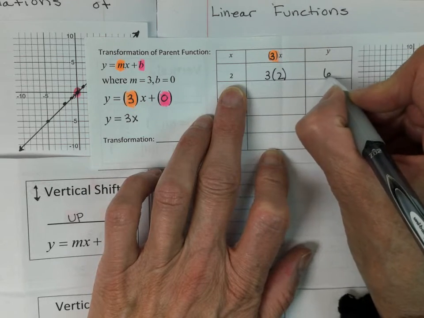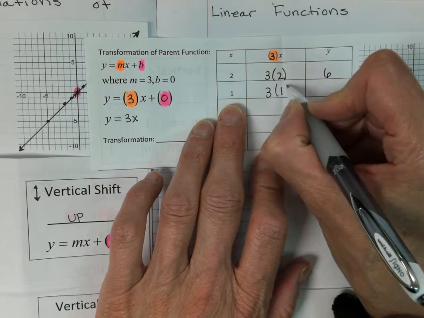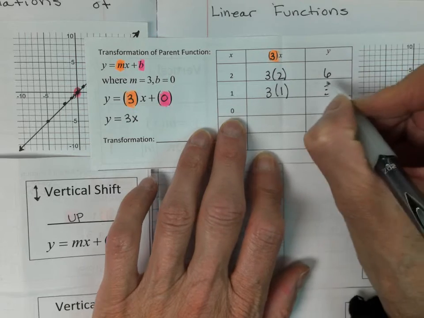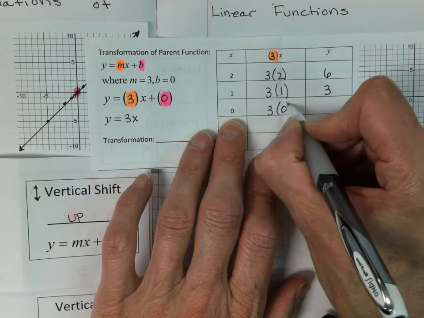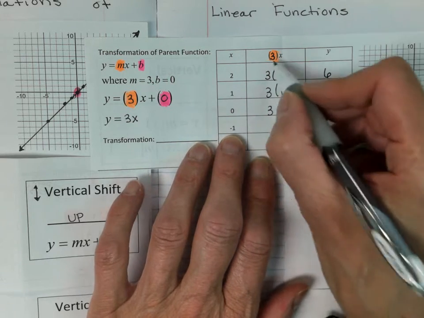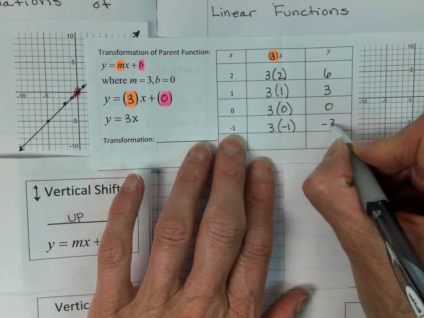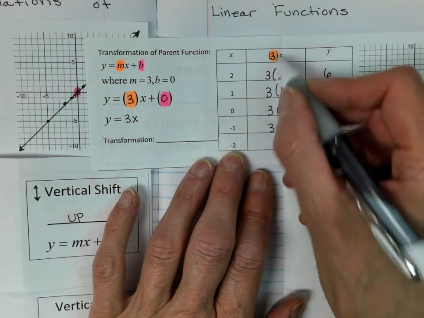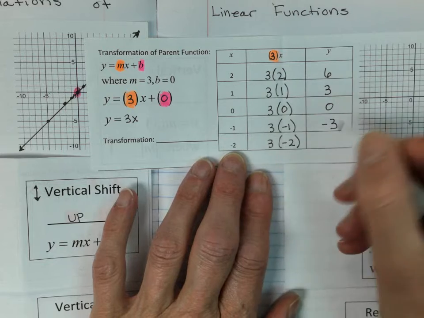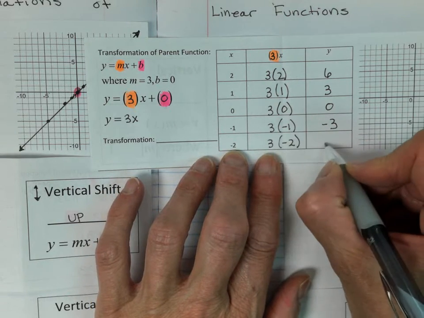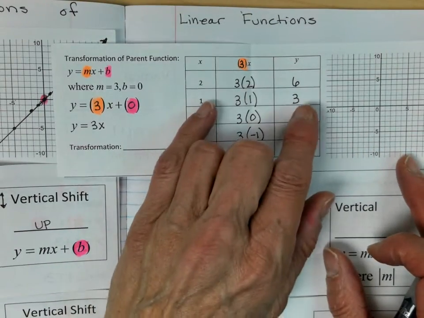3 times 2 is 6. This would be 3, because that's my slope, times my input of 1, which is 3. This would be 3 times the input of 0, which gives me 0. Then I have 3 times my input, which is negative 1, which gives me negative 3. And then I have 3 times my input, which is negative 2, which gives me negative 6. Okay, so now I have my input and my output.